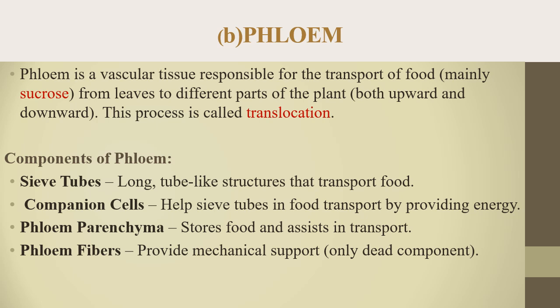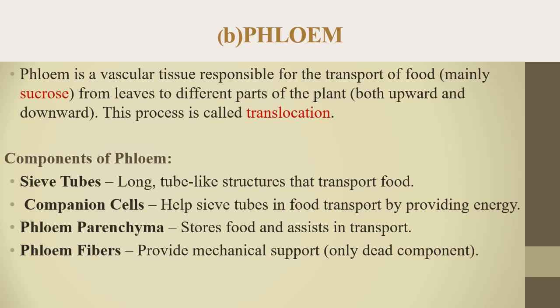Xylem has four components. Likewise, phloem also has four components. The four components of phloem are sieve tubes, companion cell, phloem parenchyma and phloem fiber. The first one is sieve tube. Sieve tubes, these are long tube-like living cells arranged end to end. Their walls have small pores called sieve plates. These allow the movement of food. Sieve tubes lack nuclei, so they depend on companion cells for support.